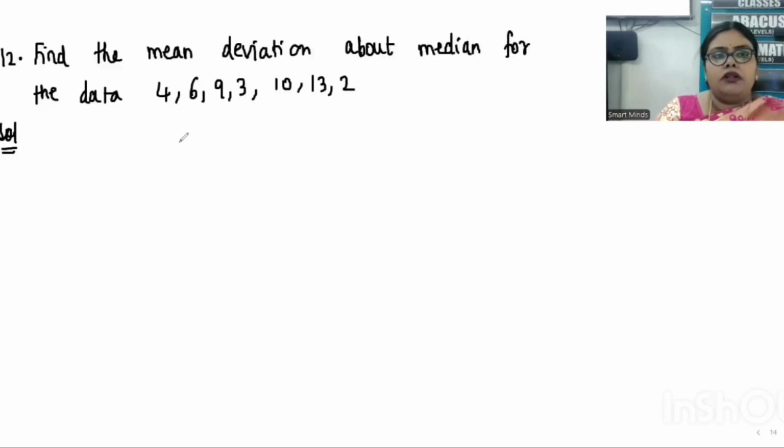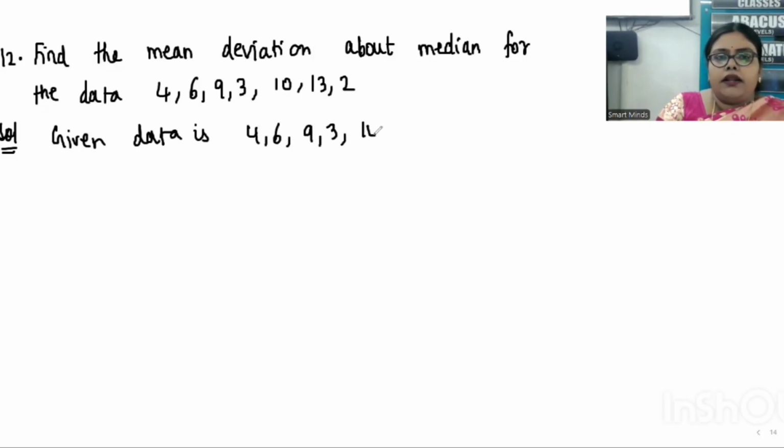Take the next model of the same chapter, measures of dispersion. This is very important model. Find the mean deviation about median for the data. So first let us write the given data. Given data is 4, 6, 9, 3, 10, 13, 2.